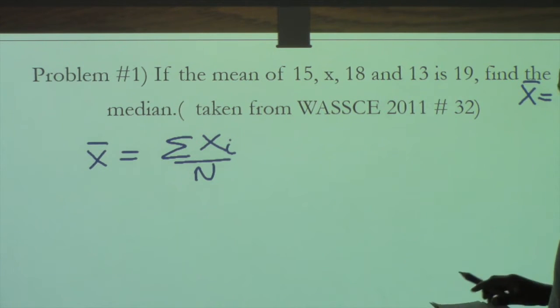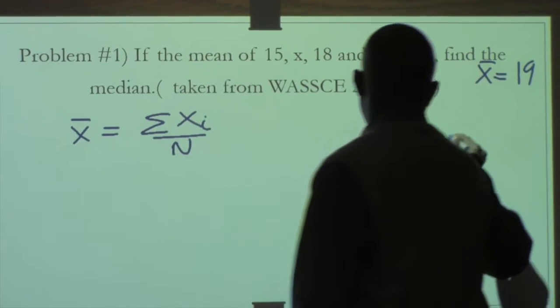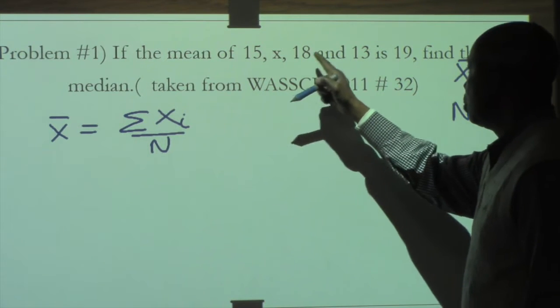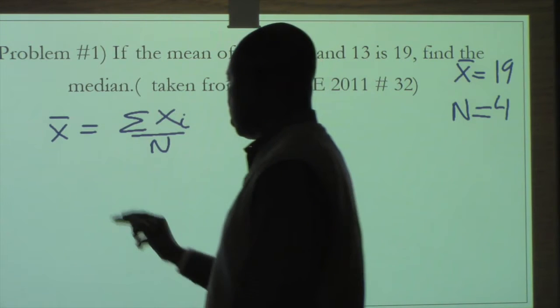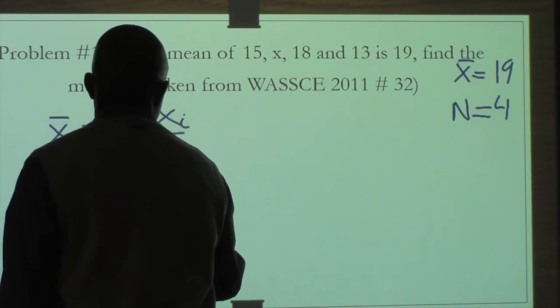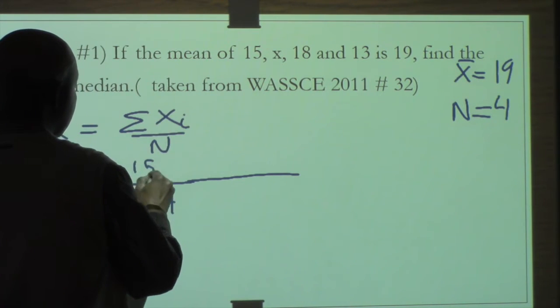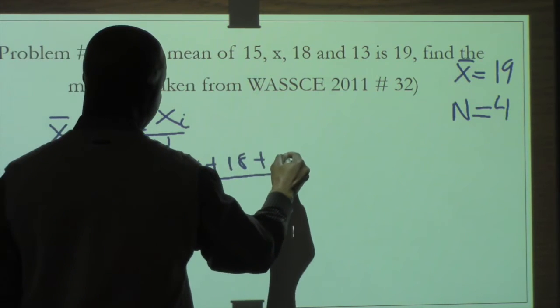So now we need to find the summation of these elements. Can we find the actual sum of them? Well, not yet. But let's see. n is the number of data elements we have. How many do we have? 1, 2, 3, 4. So 4. So x bar is 19, I'll put that in. My mean is the sum divided by 4. Let's add up my elements here. What are they? 15 plus x plus 18 plus 13.